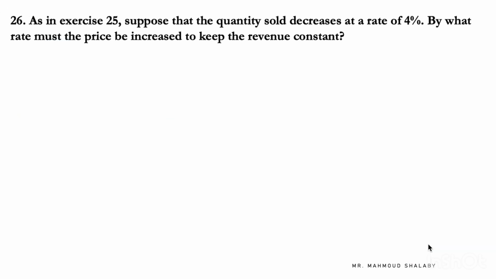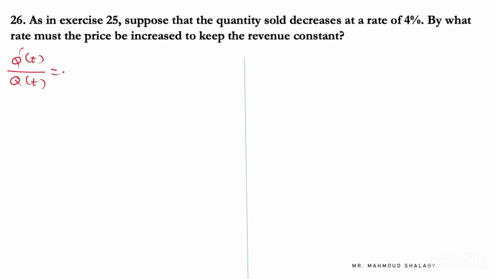All right. Now, let's go to the second part. As in exercise 25, suppose the quantity decreases at a rate of 4%. By what rate must the price increase to keep the revenue constant? So I will write here Q prime of t over Q of t equals. Why do I use a relative rate of change, dividing the derivative by the original function? Because we have here a 4%, a percentage.